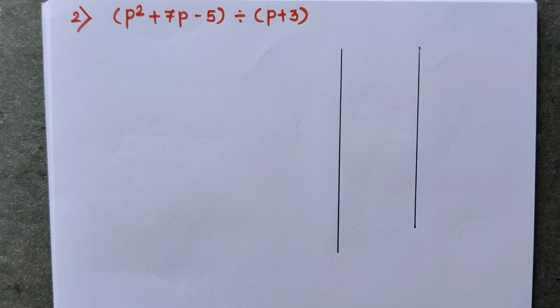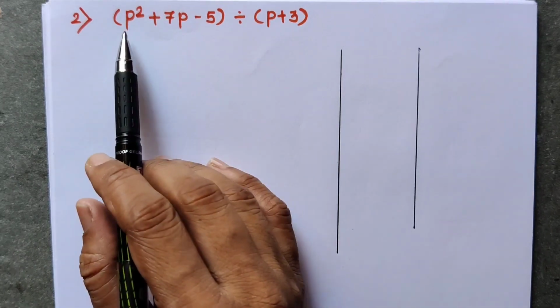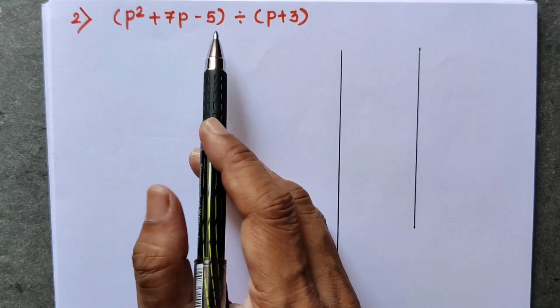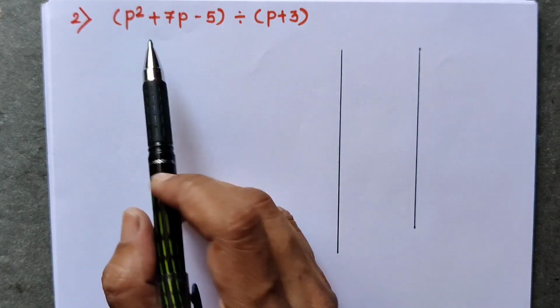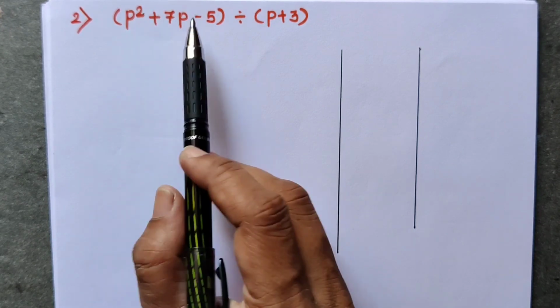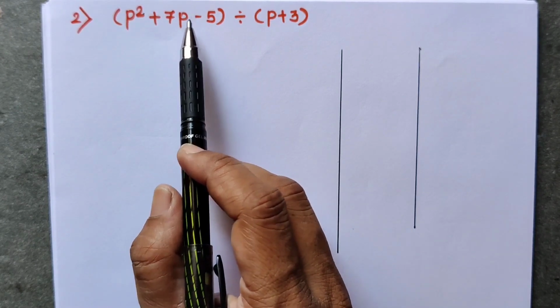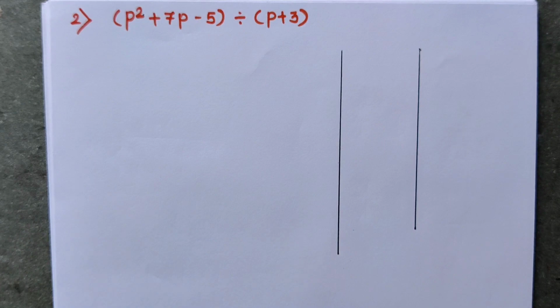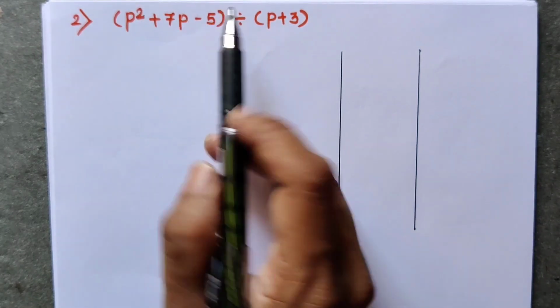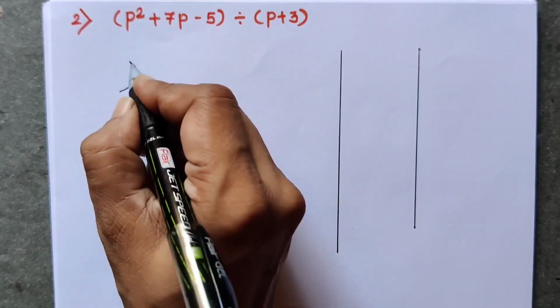Now see the second question: p square plus 7p minus 5 divided by p plus 3. Again we have to check whether the terms of the polynomial are in proper order before writing it inside the symbol. The first term has index 2, the second term has index 1, and in the third term there is no variable, that means the index is 0. When there is no variable, always remember that the index is 0. So it is in the proper order 2, 1 and 0. We can write inside the symbol now.